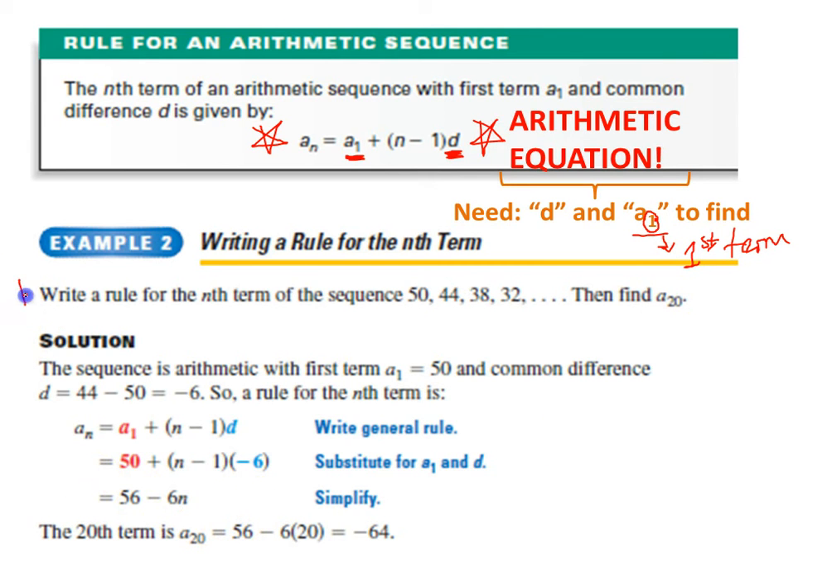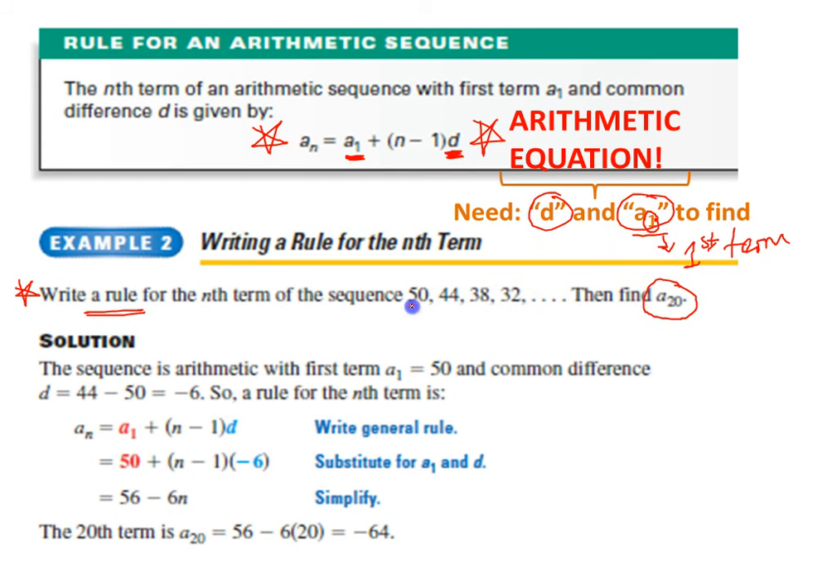Well, let's look at our example. Write a rule for the nth term of the sequence 50, 44, 38, 32, ... then find a sub 20. Well, we're going to forget about this for a minute because you have to have a rule or an equation in order to figure out what a sub 20 is. So write the rule. Well, we just said 2 things. We need to know d and a sub 1.